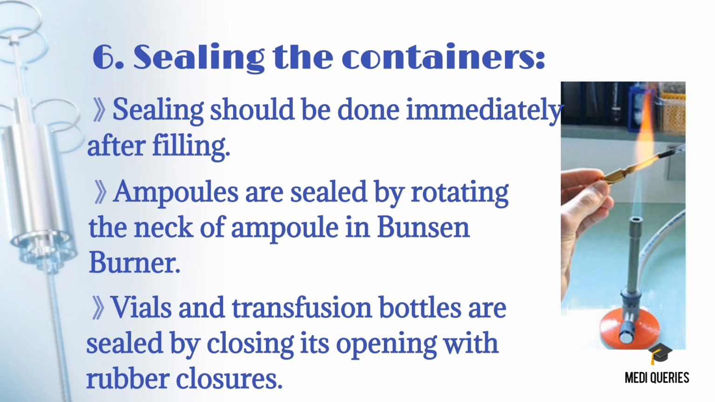But on large scale, an ampule sealing machine is used, in which the tip of the ampule is fused to seal it. The vials and the transfusion bottles are sealed by closing the opening with a rubber stopper. Simply by using these rubber stoppers, we can seal the containers. The rubber closures are held in place by crimping aluminum caps, which is done manually or by mechanical means. Okay, this is about the sealing of the containers.